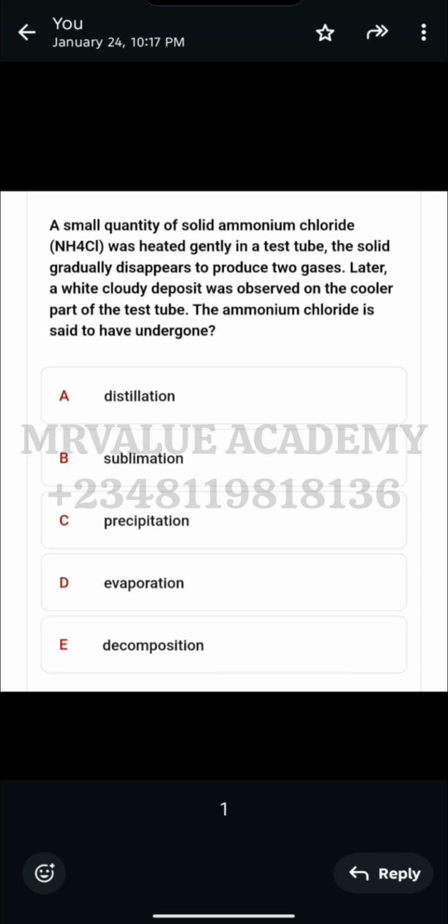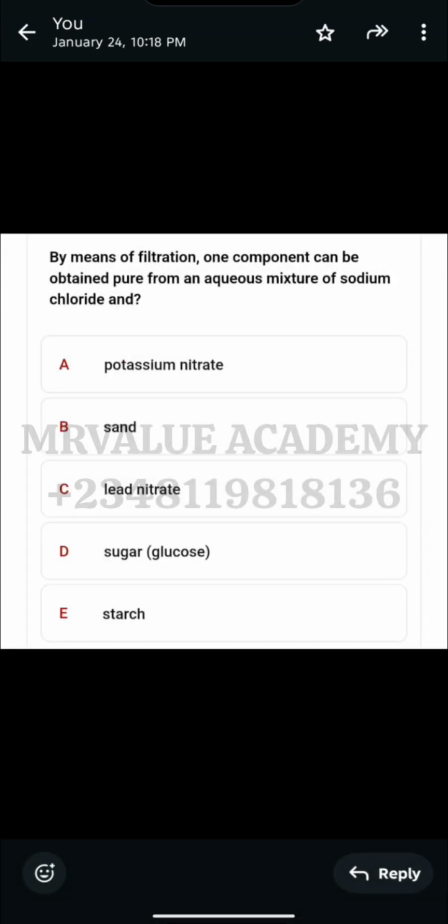For number one: a small quantity of solid ammonium chloride was heated gently in a test tube. The solid gradually disappears to produce two gases. Later, a white cloudy deposit was observed on the cooler part of the test tube. The ammonium chloride is said to have undergone, the answer there is sublimation, option B. I told you already that sublimation is when something moves from solid to gas. So that's the answer.